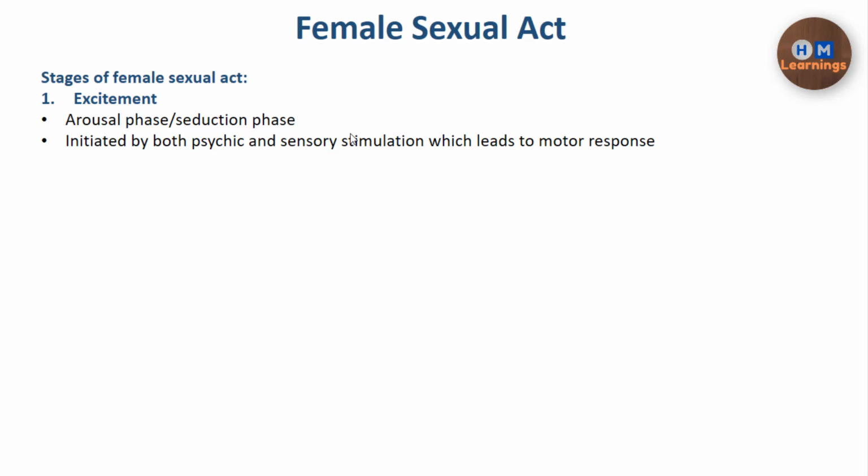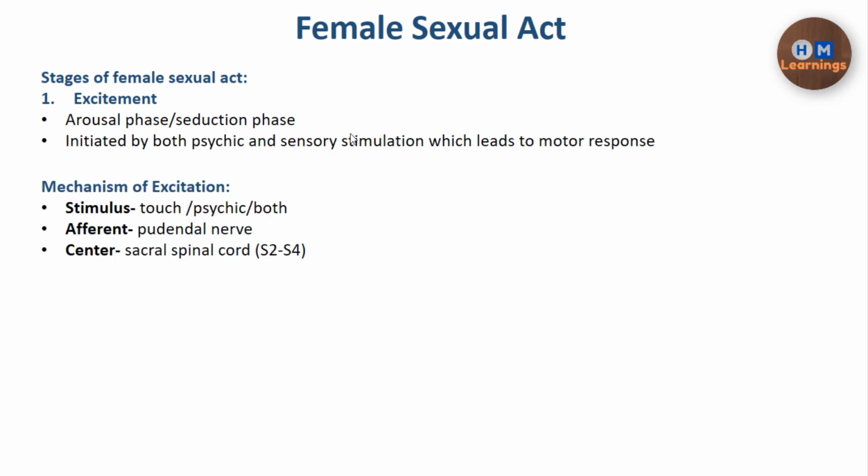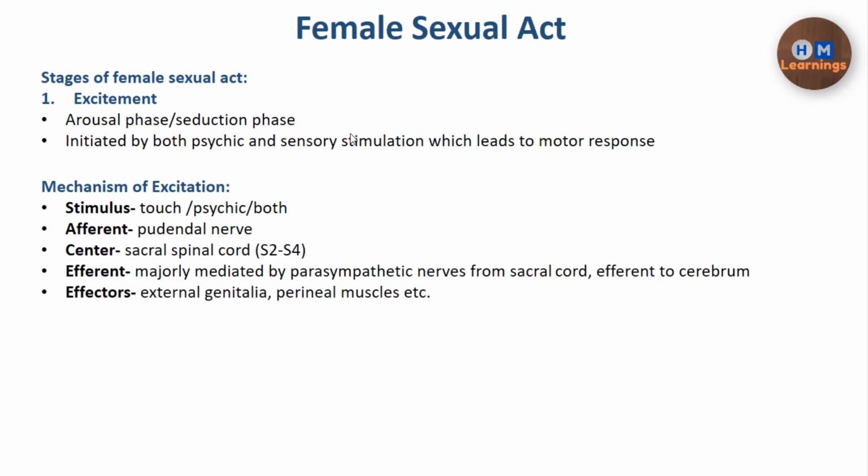So what is the reflex arc? The stimulus, we already know, is touch, psychic, or both, modulated by the sex steroid hormones. The efferent fiber is the pudendal nerve. The center is the sacral spinal cord, S2 to S4 segments. The efferent is going to be majorly mediated by the parasympathetic nerves.